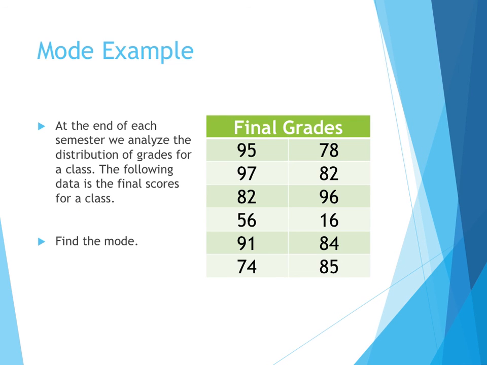If we take a look at the same example with the class final scores, we would be looking for what the mode is. So how many times do we see the same number? We see everything once except for 82, and we see that twice. So our mode here would be 82.